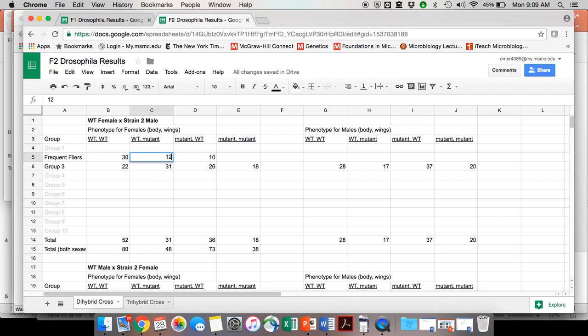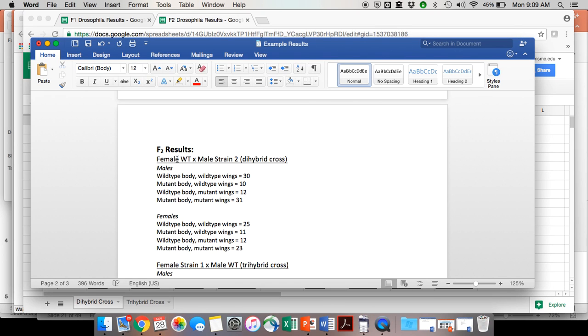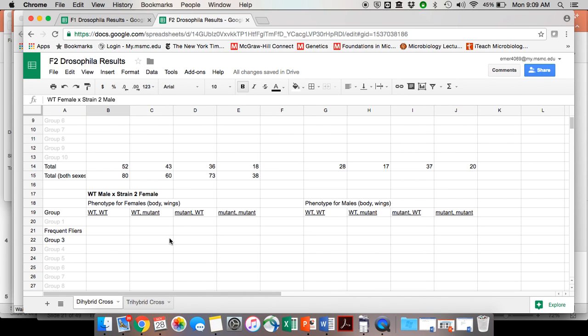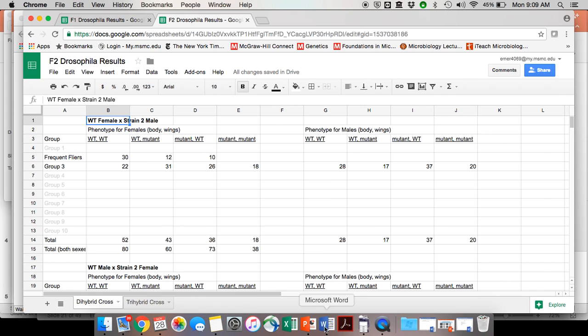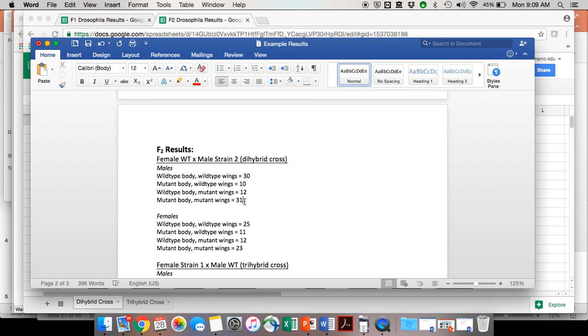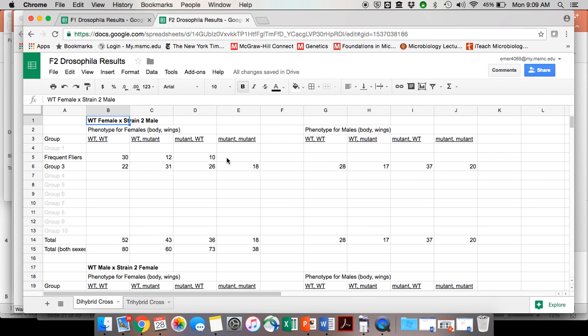And remember, this is wild type female crossed with strain 2 male. If you did the reciprocal, you would simply just put it down here. And the last one, mutant body, mutant wings, 31. You can see it's adding all of these values at the bottom here.